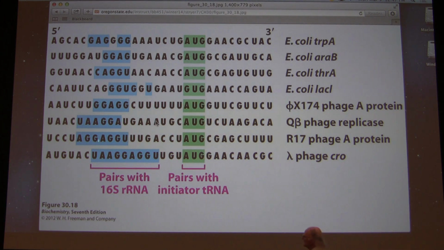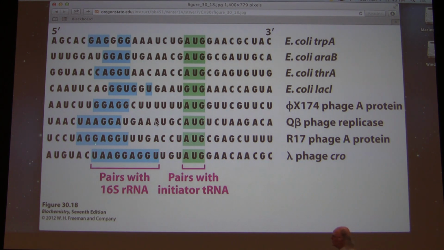Okay? This sequence has a name. It's called the Shine, S-H-I-N-E, Dalgarno sequence, D-A-L-G-A-R-N-O. The Shine-Dalgarno sequence is what the cell uses to recognize that that AUG is, in fact, the starting AUG. Otherwise, it wouldn't have a way of knowing. Okay? Now, I'll tell you next time how that occurs. It says here it pairs with a 16S ribosomal RNA, and it does, and I'll show you how that happens.